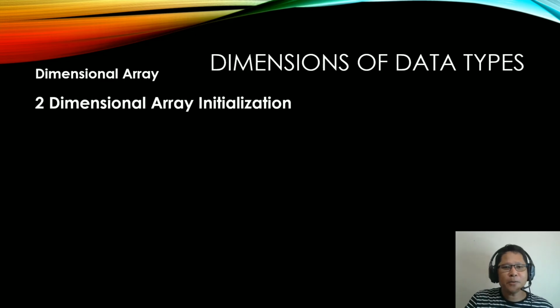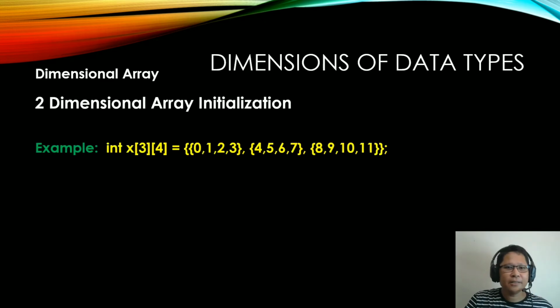So we are now going to go to the array initialization. For example, we have int x of the array 3, 4 is equals to like this. In this example, we have an array of 3 rows and 4 columns. So see, 3 rows and 4 columns with 3 groups and 4 each. Okay.